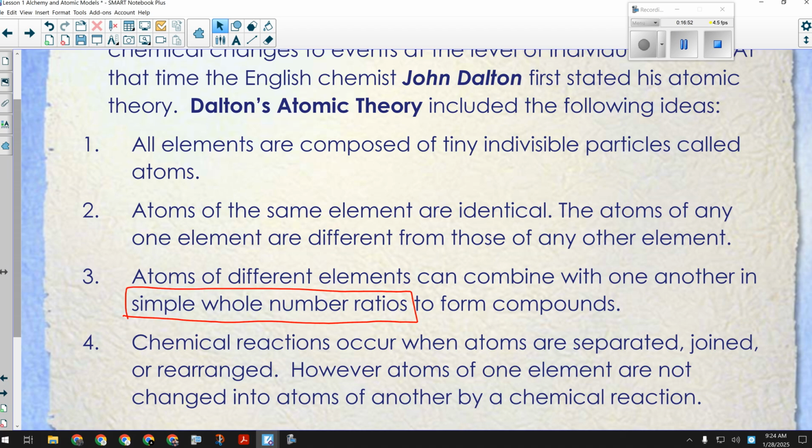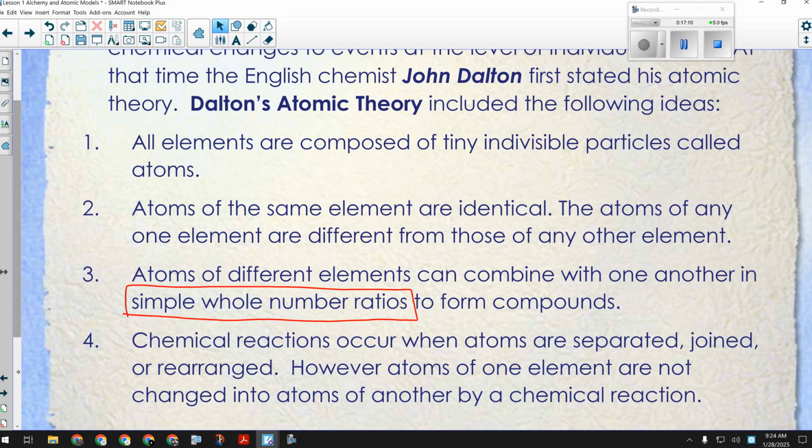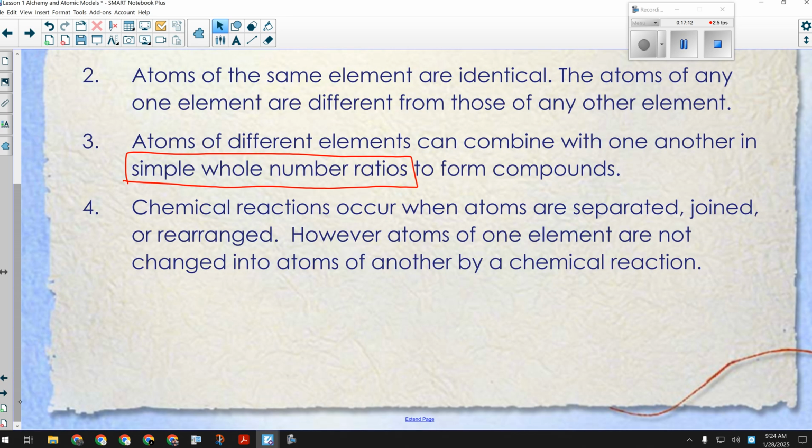This goes back to the atoms are indivisible part of point 1. A chemical reaction is not going to split atoms. That's a physical process. So if, for example, I wanted to make water, I would take hydrogen gas, mix it with oxygen gas, and that would make water.